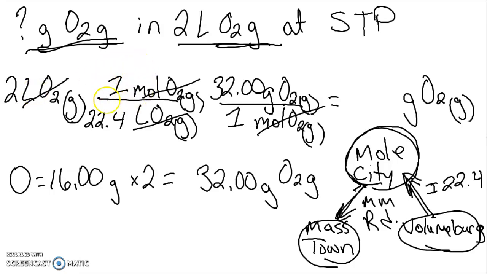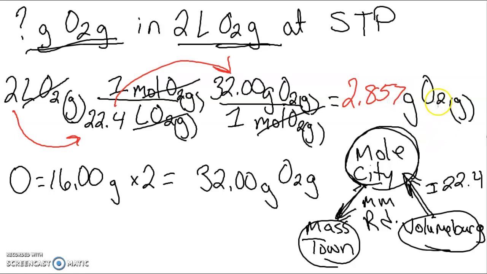Remember, anything multiplied or divided by 1 is itself, so we don't need to worry about the 1 right now. So, we are going to divide our 2 by 22.4 and then multiply by 32.00. This should give us the answer of 2.857 grams of oxygen gas.